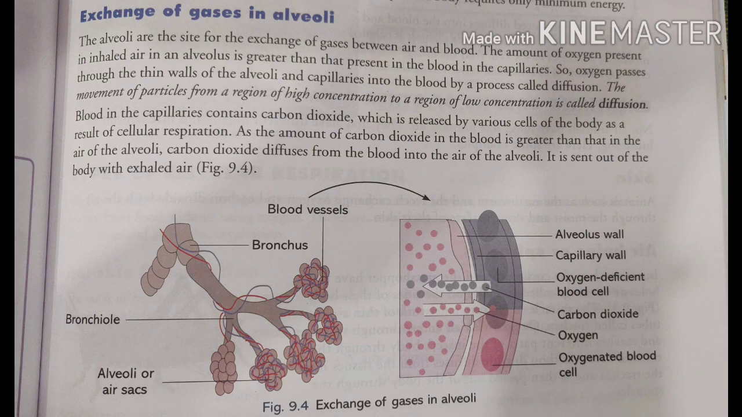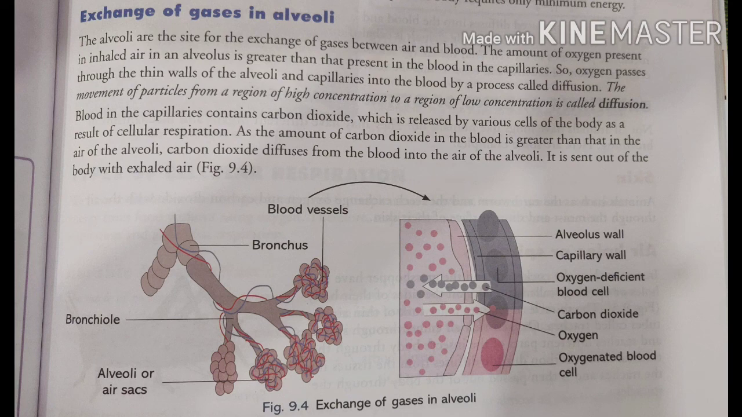So oxygen passes through the thin walls of the alveoli, and this movement of particles from a region of high concentration to a region of low concentration is known as diffusion. What happens? Oxygen passes through the thin walls of alveoli and capillaries into the blood by this process, which is known as diffusion. So blood in the capillaries contains carbon dioxide.